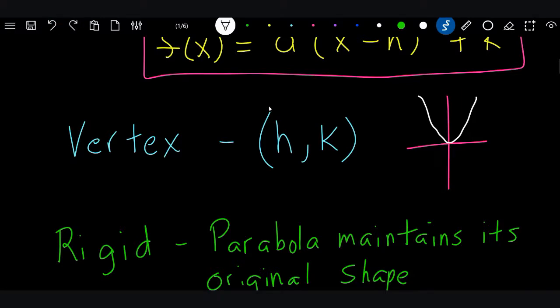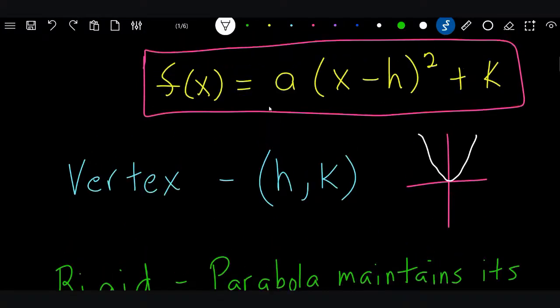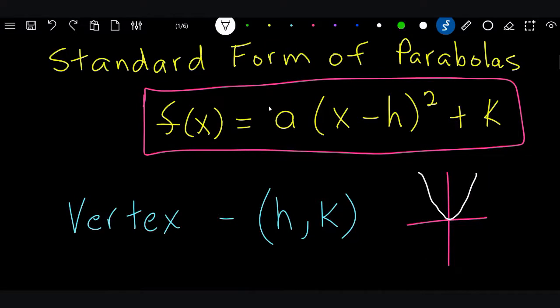Now, when we're doing translations, we're going to be moving the parabola left to right, up and down. We're even going to be stretching it, compressing it, doing some other things to the parabola. So, in parent form, it's at 0, 0. But in some of these other forms, it's not going to be at 0, 0. We're going to move the vertex. So notice something right here. Notice in the vertex, it's h, k.